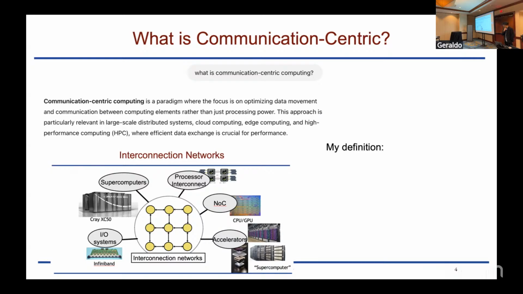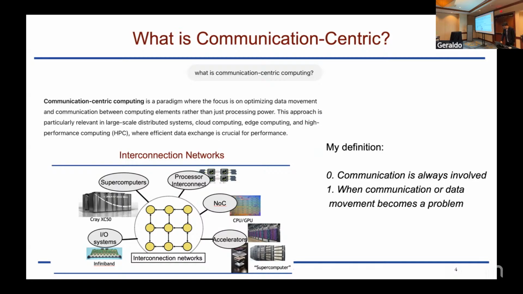And here's my definition of what I think communication-centric is. First, I think communication is always involved. It's just whether you notice it or not. The second part is when communication or data movement becomes a problem. I think if it's not a problem, then there's really no need to worry about communication. But at some point, it will be a problem.